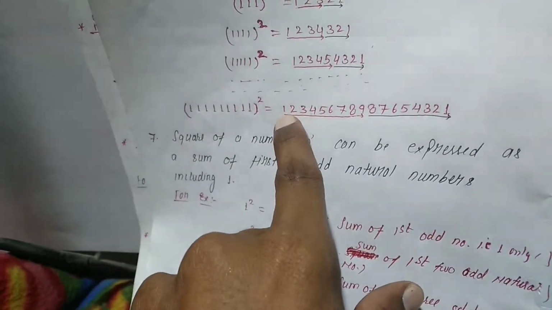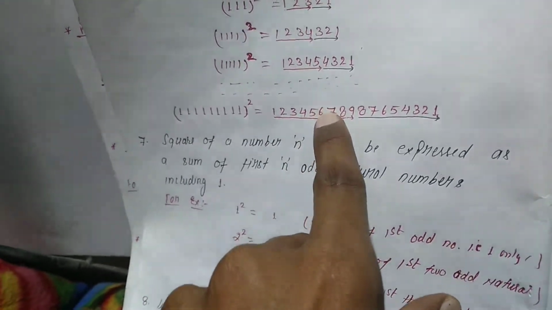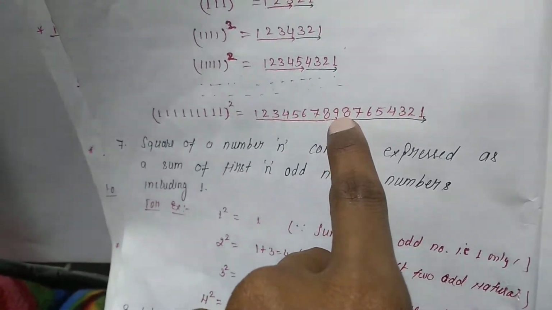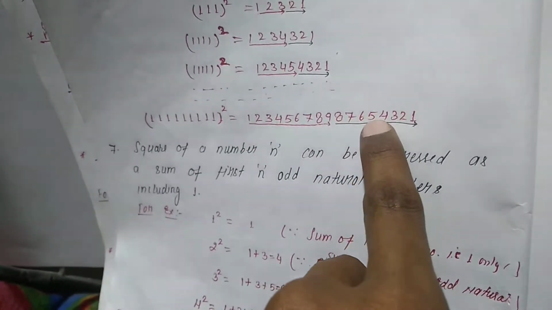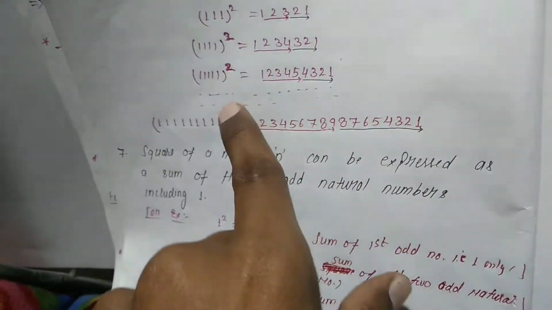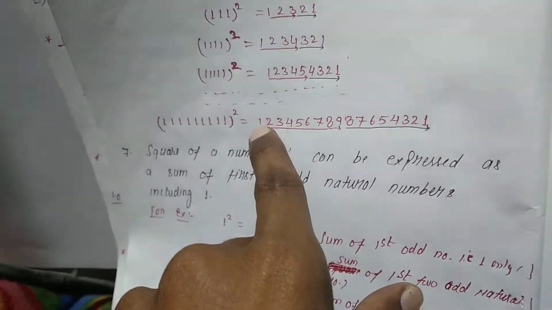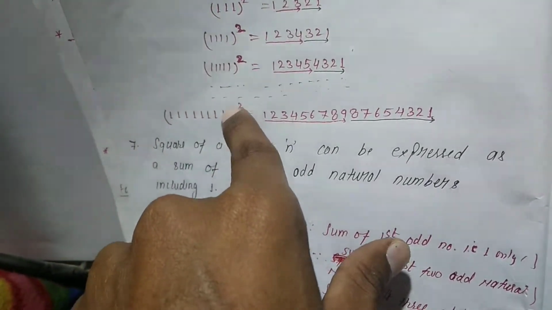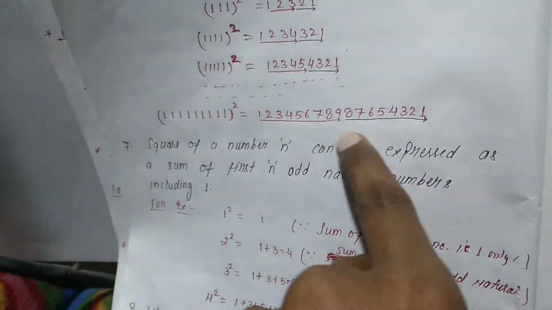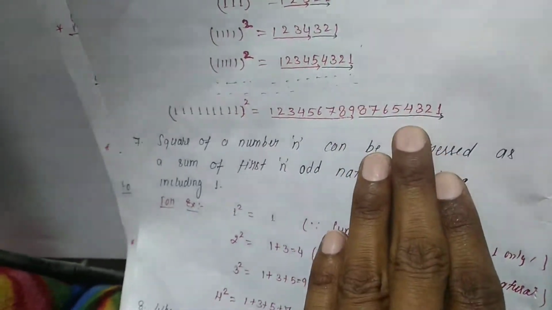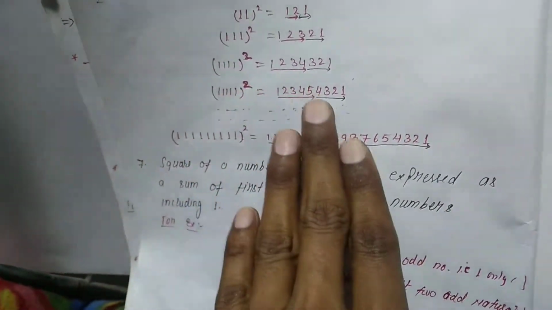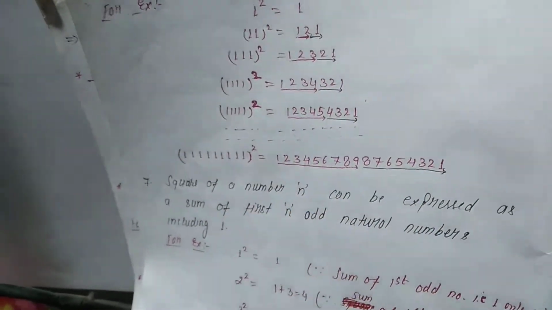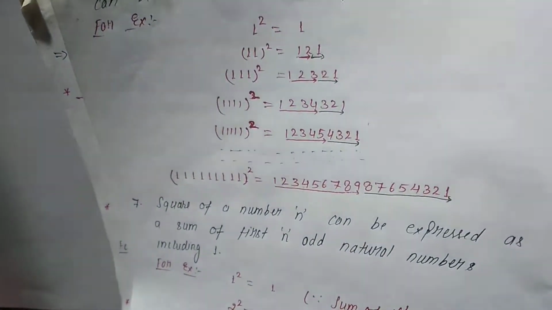See here, 1 2 3 4 5 6 7 8 9. After 9 we will move in a descending order till 1: 8 7 6 5 4 3 2 1. So this is acceptable up to this level, meaning up to nine 1s in the bracket whose square needs to be found, and the pattern will be like this. Till here this pattern will be obeyed, and you can easily find the square of such a number without actually calculating it. This is the pattern that we require to find out.